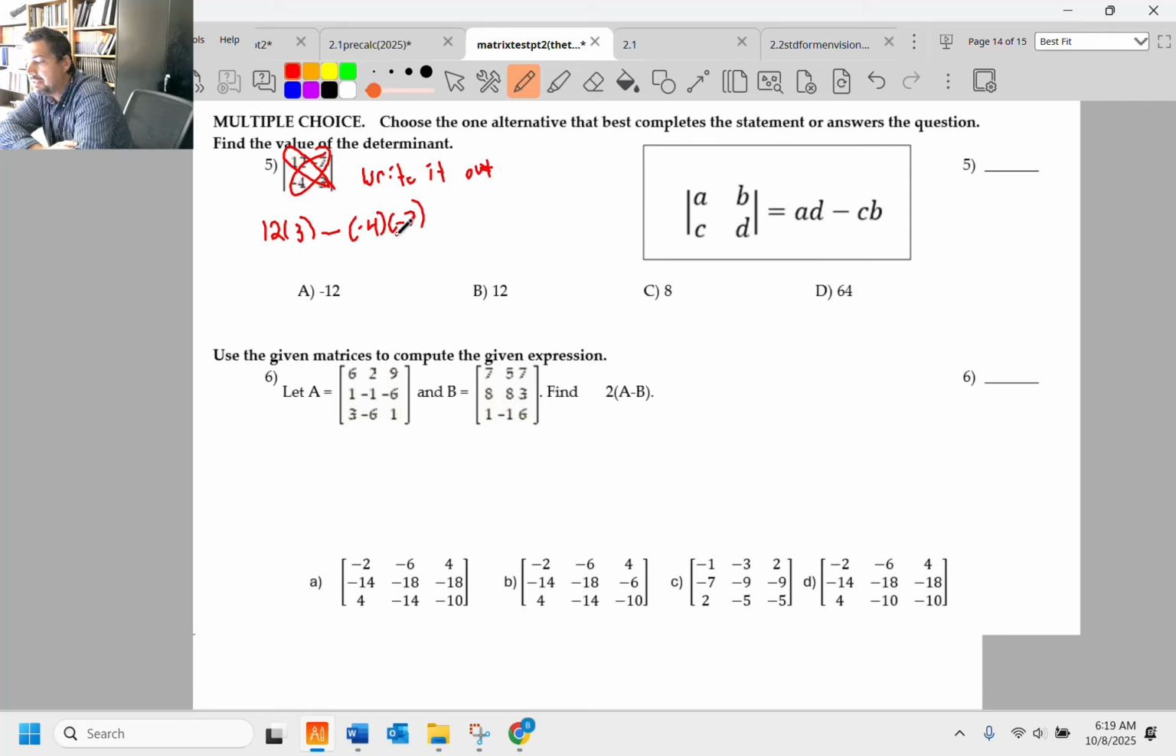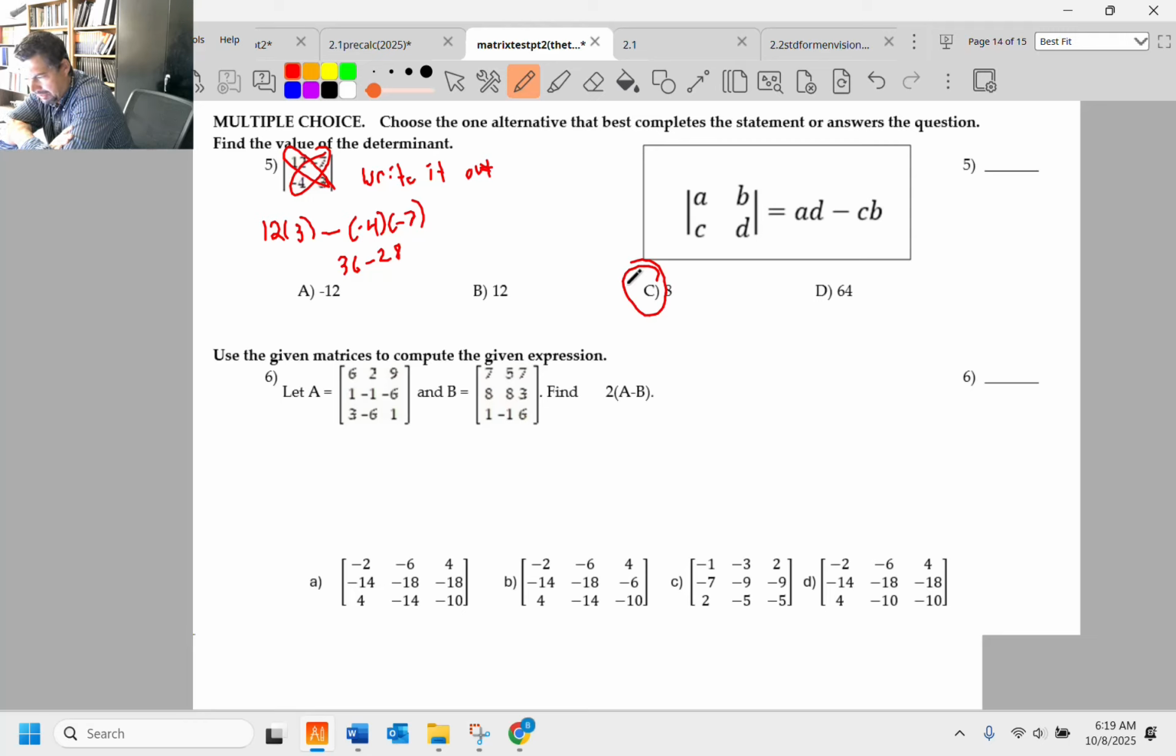A negative times a negative is a positive. You multiply it by another negative and it's negative. 4 times 7 is 28. This is 36 minus 28. The correct answer is 8. It ain't 12, it ain't 64. It's 8. Use the given matrices to compute the given expression.